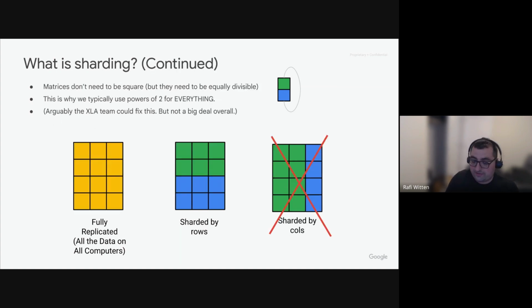So this is a 4 by 3 matrix, and this one can be sharded in yellow. All the chips get all the data. It can be sharded by rows. So one chip takes the top 2 by 3, and one chip takes the bottom 2 by 3. And it can be sharded by columns. But because, again, 3 is not divisible by 2, sharding by columns isn't going to work here, because we would have to give the chips an uneven amount of data.